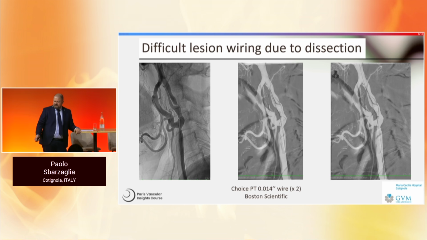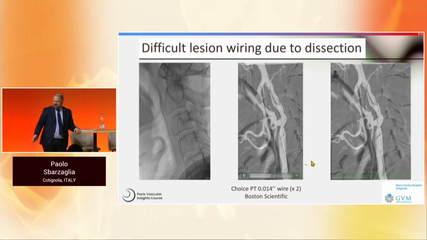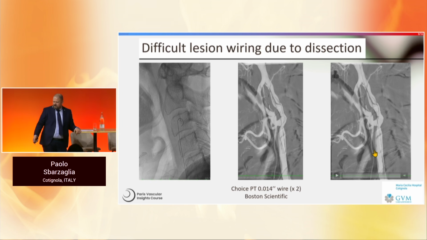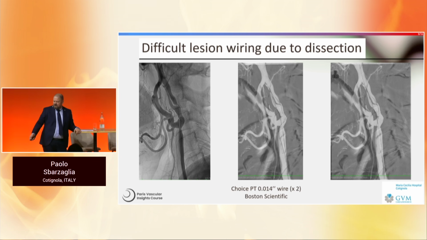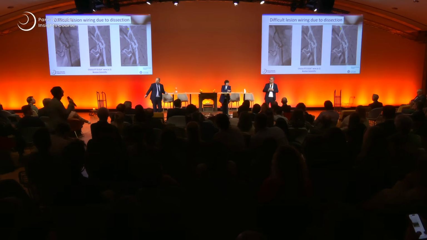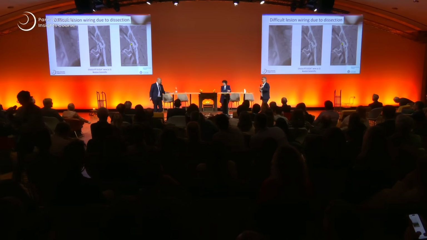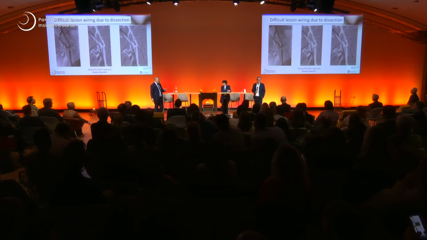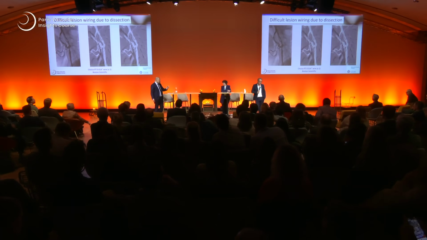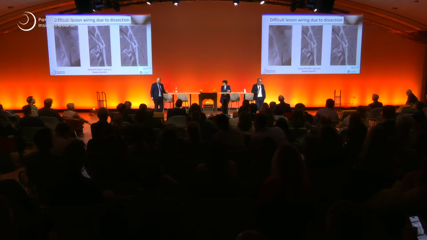So we tried to wire the other lumen. As you can see from this picture here, it went very easily in the second lumen. It's really weird, and you should have changed the angulation, the rotation. Yes, this is exactly what I did. I tried on the first lumen, then it went very easily in the second lumen, so I changed the view, which is here.